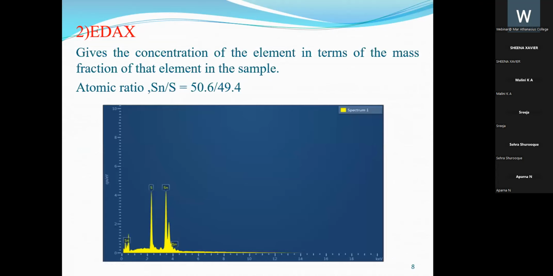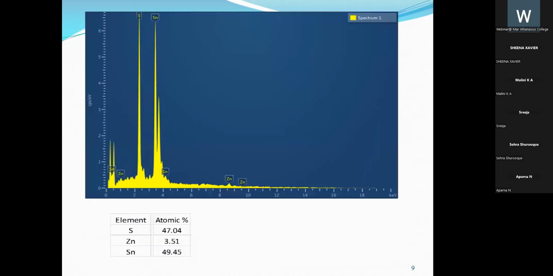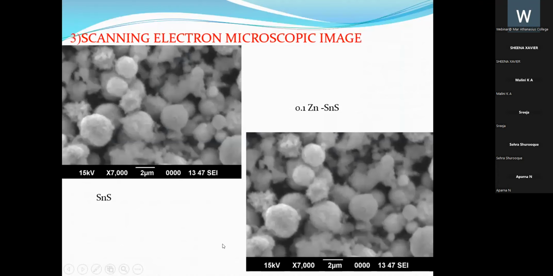For analyzing the chemical composition of the prepared film, we consider the EDAX spectrum. This is the EDAX spectrum of pure SnS. This is the chemical ratio, 50.6 and 49.4. So we got a good chemical ratio of tin sulfide. And this is the EDAX spectrum of the 0.2 Zn SnS film. Here we can see the presence of Zn in the prepared film. And this is the atomic ratio: sulfur 47.04, Zn 3.51, and Sn 49.45.